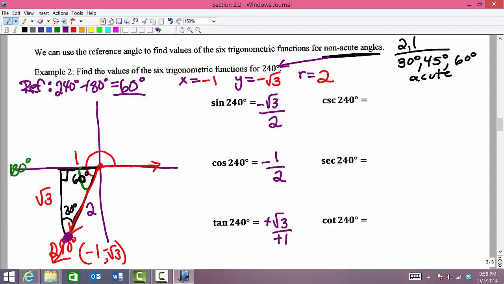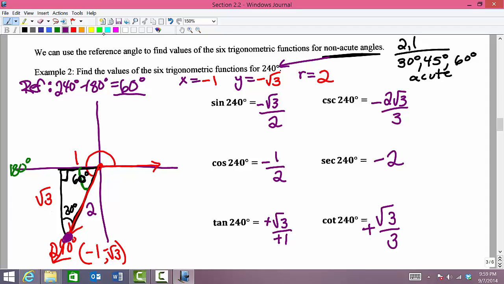And then, of course, our reciprocals. If I flip this fraction, I will get negative. And let's go ahead and rationalize it. Okay, so if you flip it and rationalize, this is what you get. 240, if I flip that fraction, I get -2. And cotangent of 240, I'm going to flip this fraction and also rationalize. And we get a positive value on this side as well.